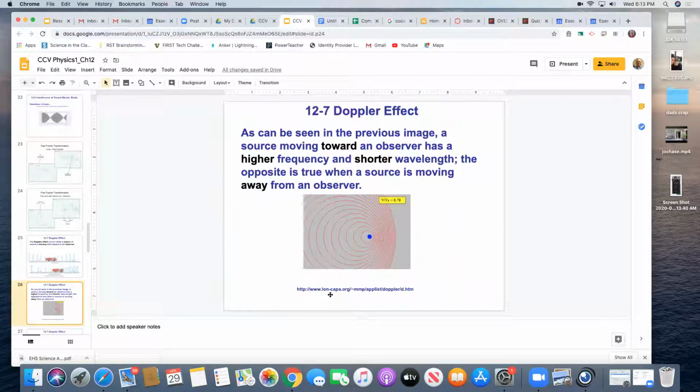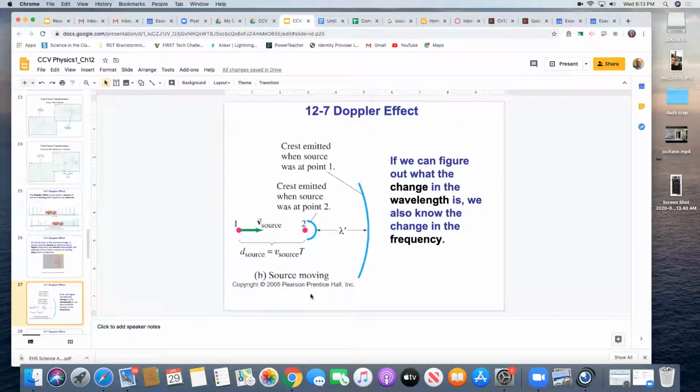So there's a nice little simulation you can feel free to paste in. But I find the Doppler effect conceptually is pretty easy to understand. Mathematically, though, there's a little bit of challenge.